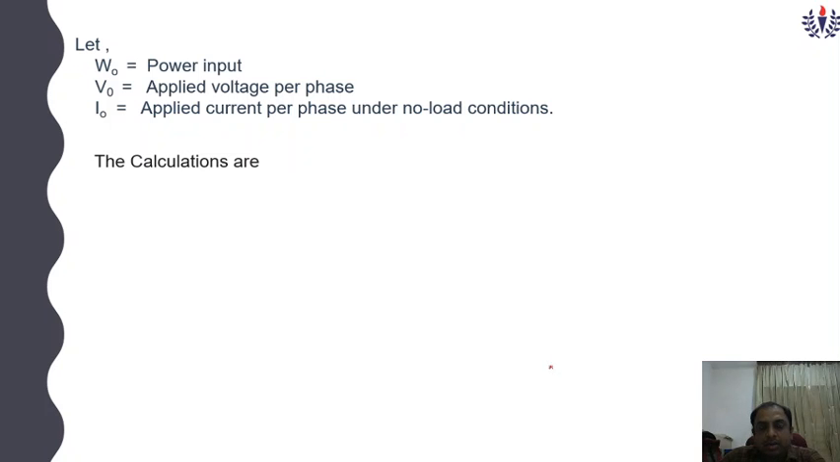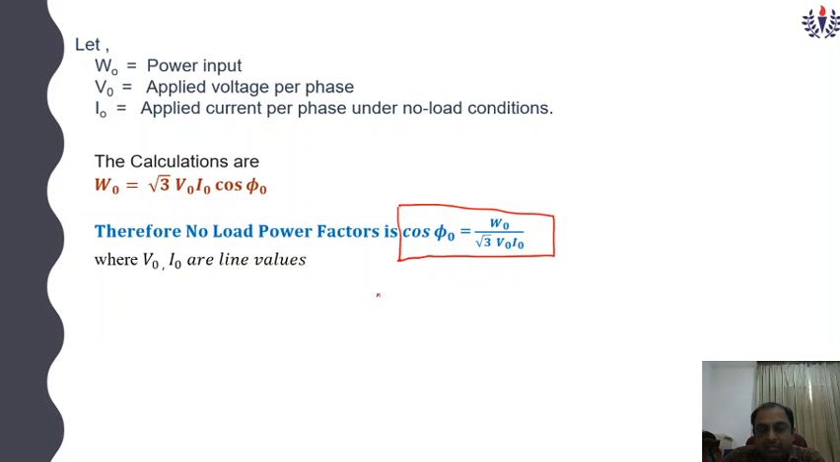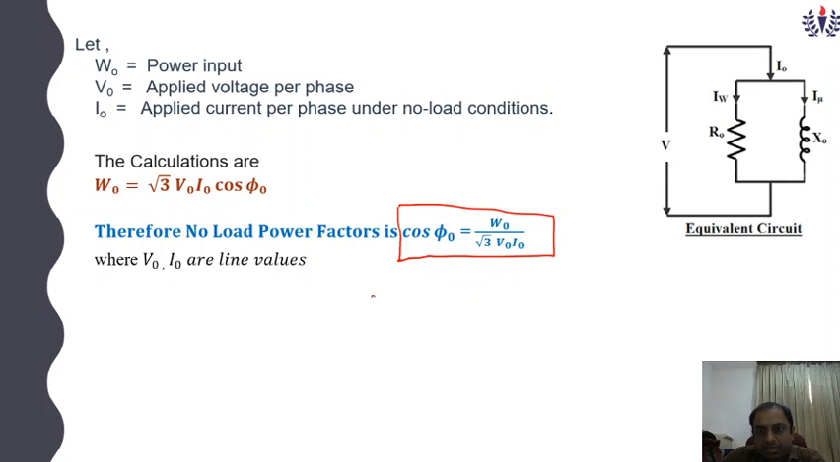Where W0 is the power input in watts, V0 is the applied voltage per phase, and I0 is the applied current per phase. Therefore the calculation is W0 equal to root 3 into V0 I0 cos phi naught. Therefore cos phi naught is equal to W0 by root 3 into V0 I0. This is the formula for the no load power factor, where V0 and I0 are line values.